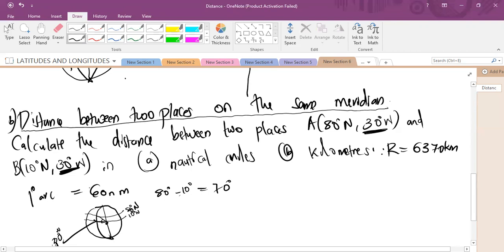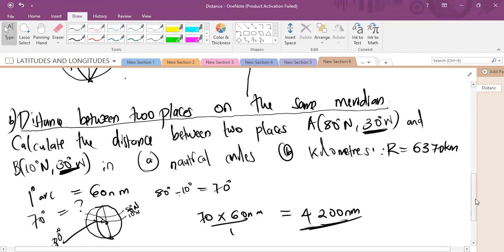Since 1 degree of the arc is equal to 60 nautical miles, then 70 degrees will give us what in nautical miles. So we'll have 70 times 60 nautical miles divided by 1. And if we evaluate that, we will get 4,200 nautical miles. Okay? Then now on to the distance in kilometers.